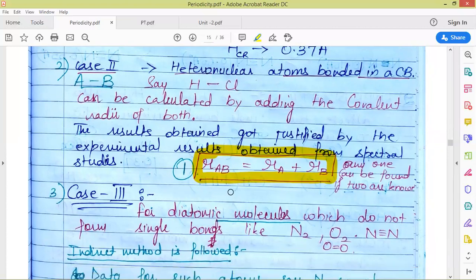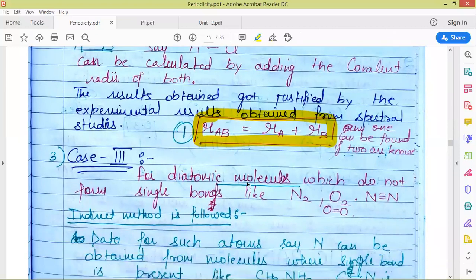So if anything out of these is missing, say we want to find this and the other two are given, then using this relation we can find the covalent bond length. And also, if the bond length is given and one of the radii is unknown, we can calculate that radius using this formula.